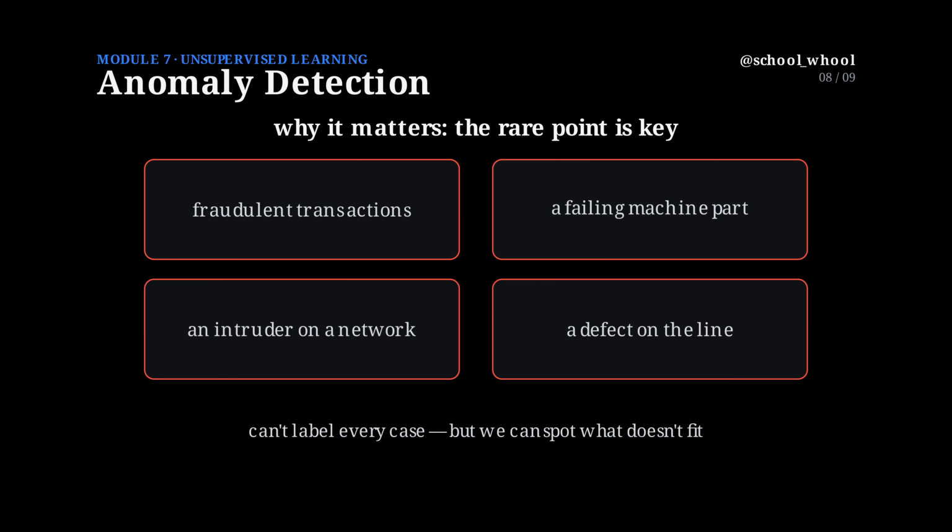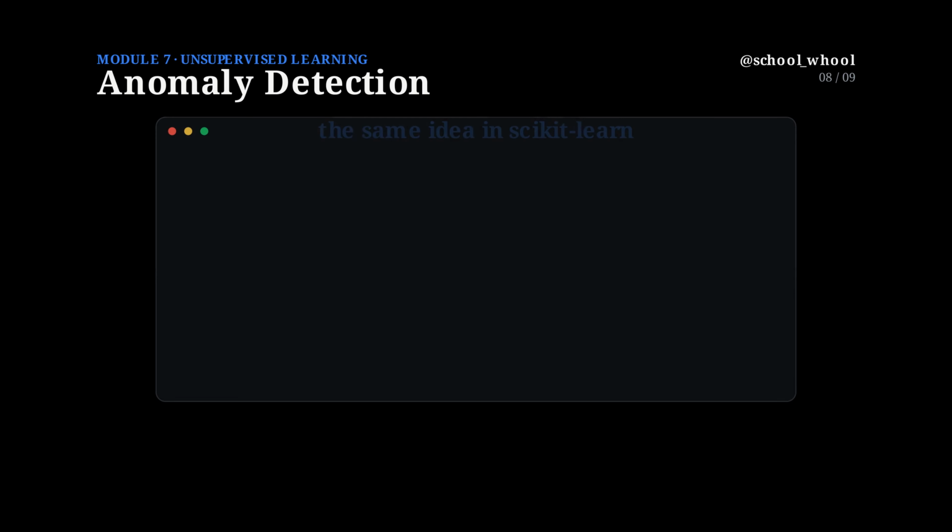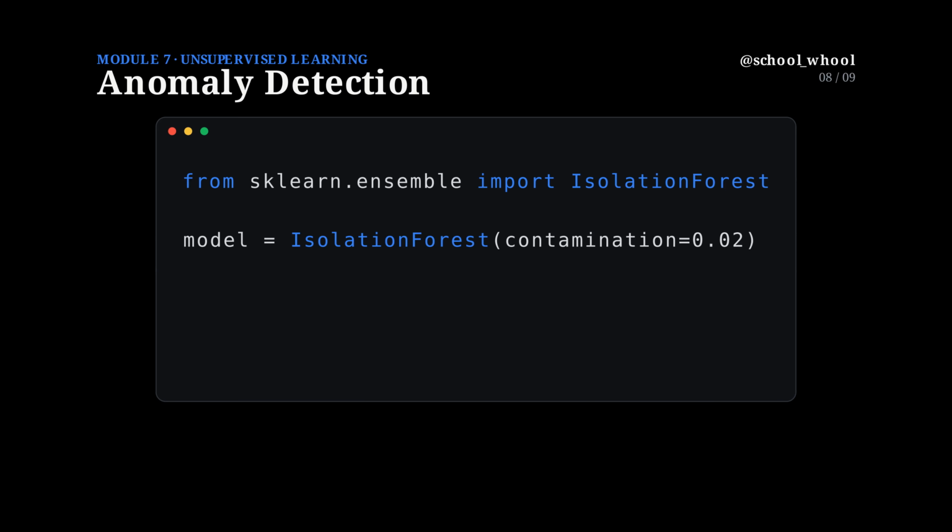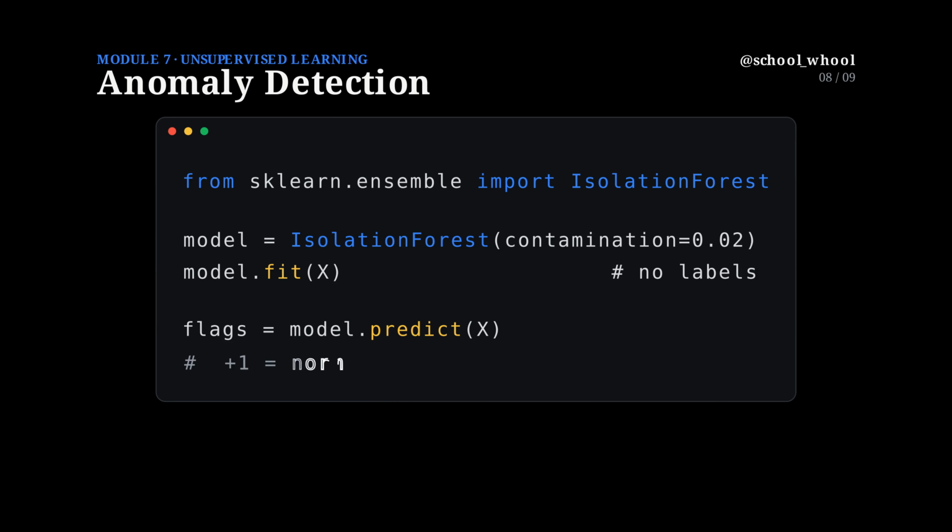In scikit-learn, we create an isolation forest, tell it the expected contamination, and fit it on X. Calling predict returns +1 for a normal point and -1 for an anomaly, the odd ones out, flagged automatically.